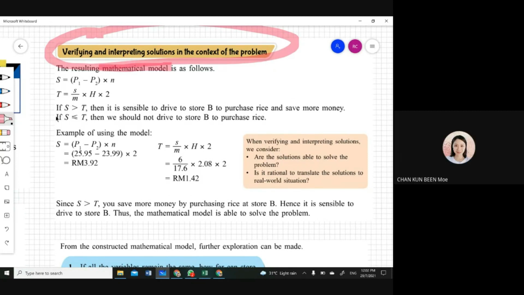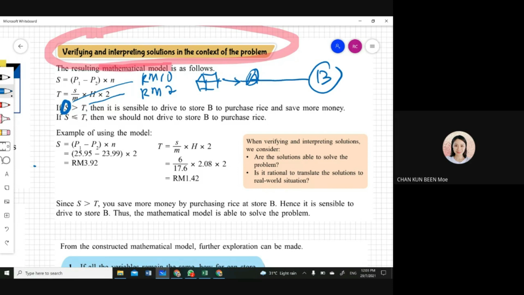Okay, I explain again. For example, the S meaning that the difference of the price of the pack of rice. If the difference of the price of rice is RM10, and then the T is RM2, you can save RM2 of petrol. So it is sensible for you to drive to store B to purchase. This is store A, this is store B, this is your house. Okay, so it is sensible for you to go there. You can save 8 ringgit.